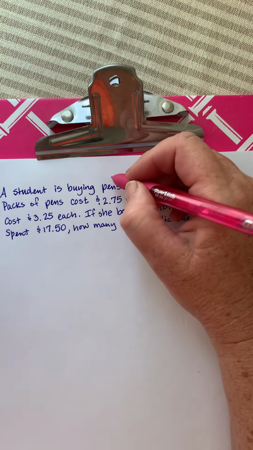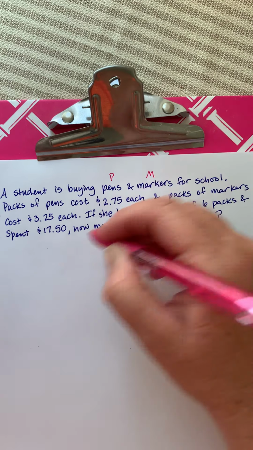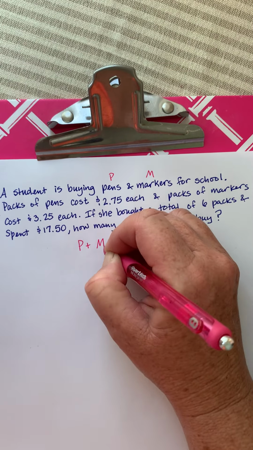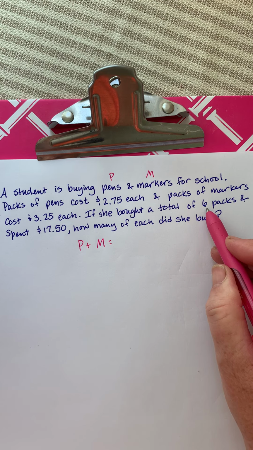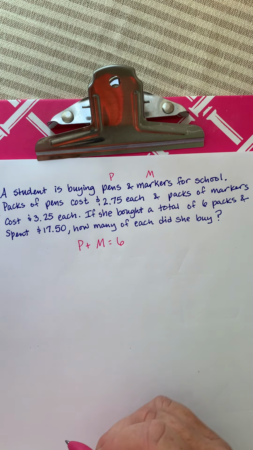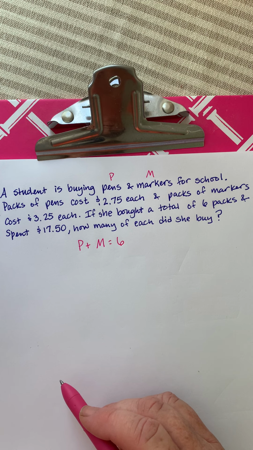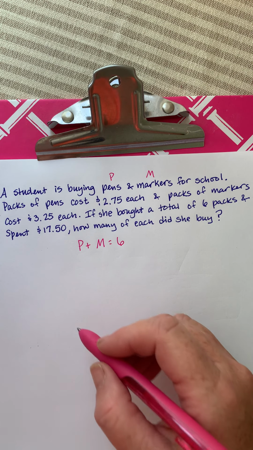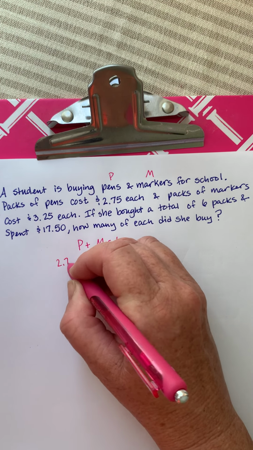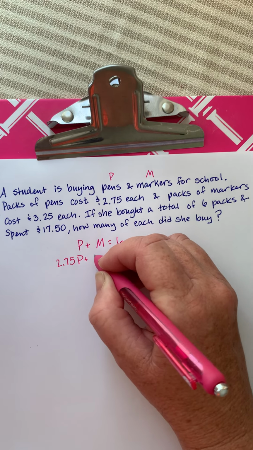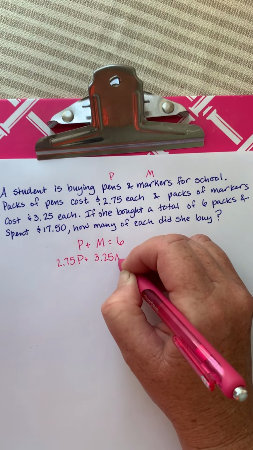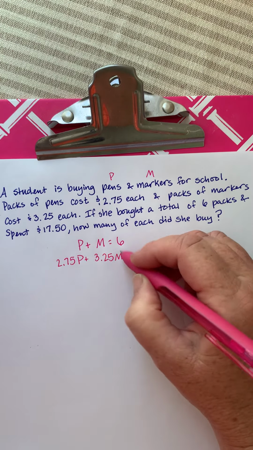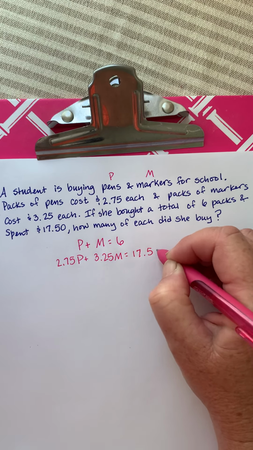Okay, so I'm going to call them again p for pens and m for markers. And if I add them together, I have a total of 6 packs. Okay, so again, that first one is the number of items. The second one is going to have the price in it. So 2.75p plus 3.25m equals the total that was spent, $17.50.